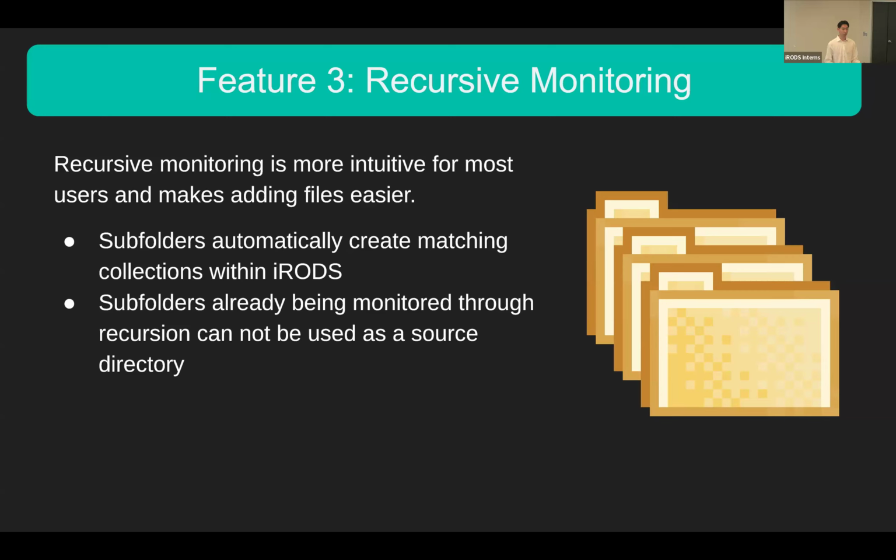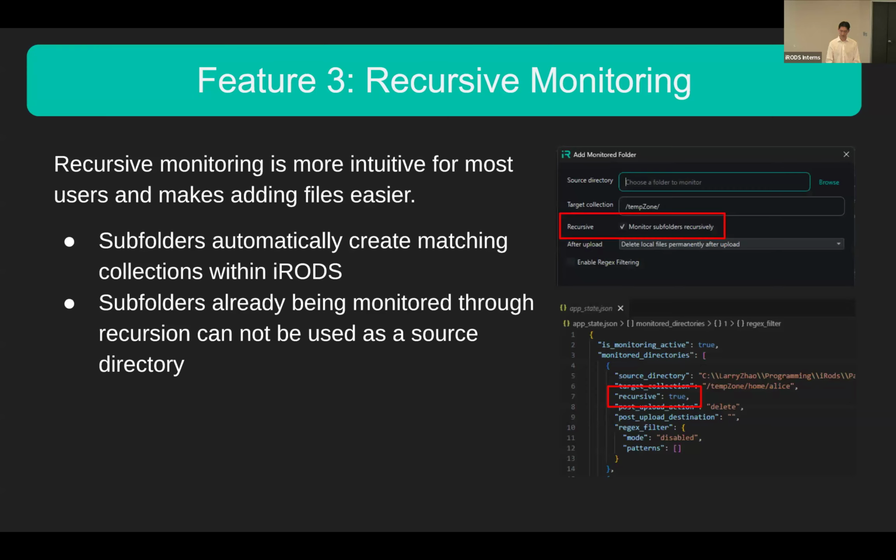Subfolders already being monitored through this feature can't be used as another source directory. So if you already have a folder that's being monitored because you're monitoring its parent, then you can't say, I want to monitor this folder, because it's already being monitored. In the app, this shows itself as a little checkbox. When you're telling the app, I want to monitor this folder, you can check either monitor it recursively or non-recursively. And then it gets stored in the JSON file.